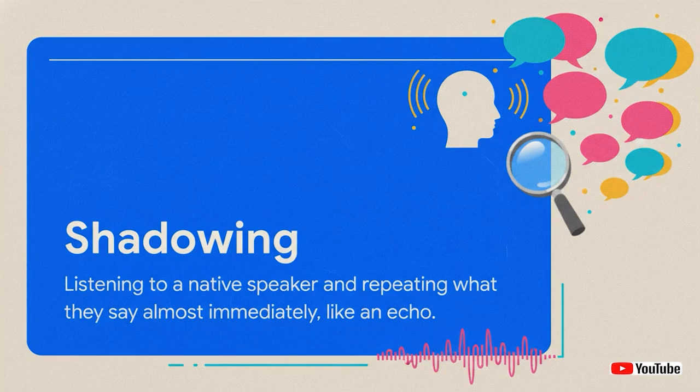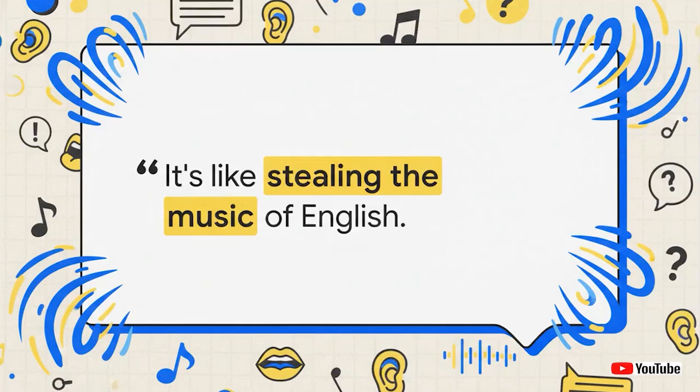Now, for a really powerful technique, one that professional interpreters use, it's called shadowing. The idea is simple. You listen to a native speaker and you repeat what they say almost instantly, like you're their echo. You don't even wait for them to finish the sentence. And I love this way of thinking about it. You're not just copying words. You are stealing the music of English. You're actually learning the rhythm, the intonation, the melody of how people really speak. It trains your mouth and your brain to work together automatically.